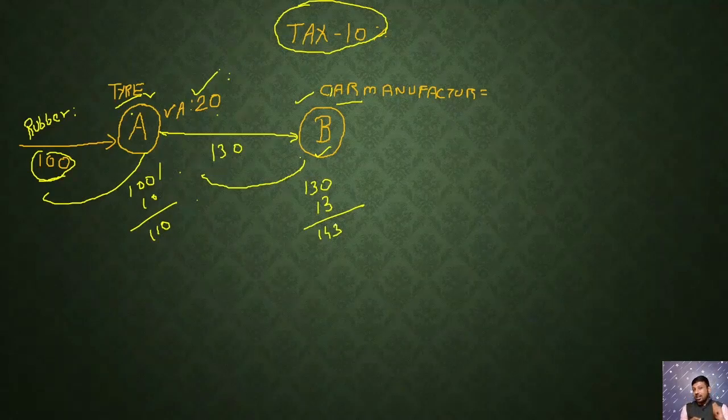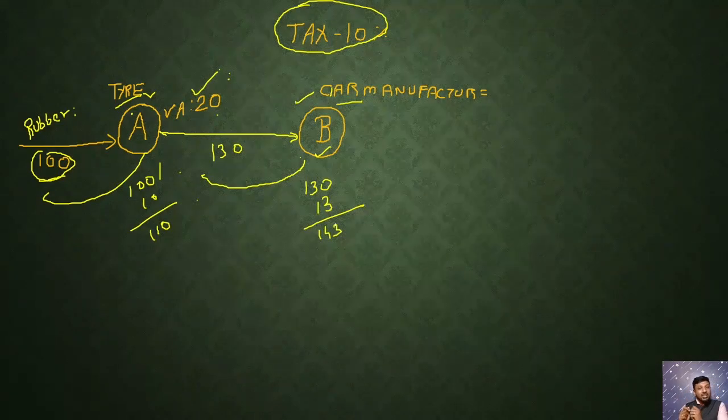How? A already paid the 10 rupees tax to the rubber producer, but that 10 rupees has been included in the selling price of 130 rupees. So when B is paying the tax on 130, the 10 rupees tax is already part of the 130. Again, B will be paying tax on this 10 rupees. When the car manufacturer B sells this car to some other person, it will again include the 13 rupees tax which it paid in its selling price. Therefore, this 13 rupees or the 10 rupees is going to get taxed again.